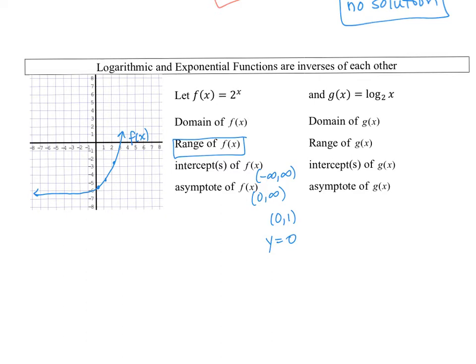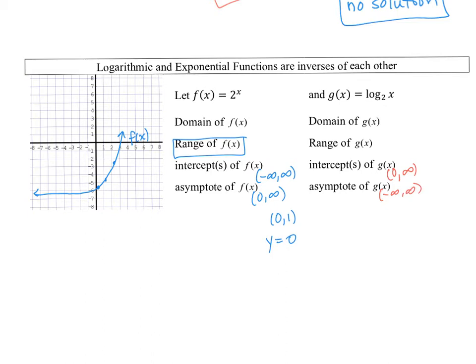Okay, before I even graph g of x, which is log base 2 of x, I'm going to fill in the domain, range, intercept, etc., without knowing any information. Because these are inverses of each other, their domain and ranges should switch. So the range of f of x was 0 to infinity, so the domain of g of x should be 0 to infinity. The range should be negative infinity to infinity because the domain and ranges are switching.